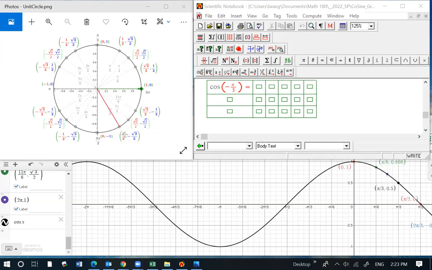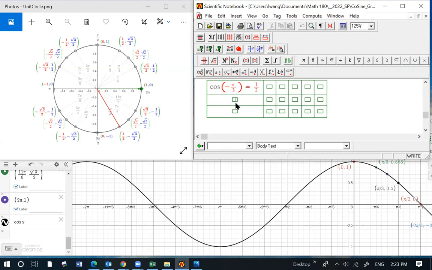On the terminal side, the red number is the x value and the blue number is the y value. And cosine of negative pi over 3 is going to take the red number, so this is equal to half. And how is that reflected on the graph? Once again, the very same idea.